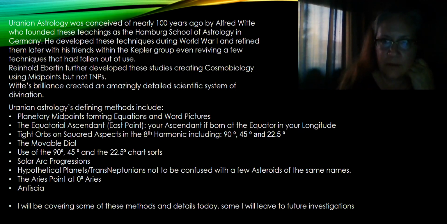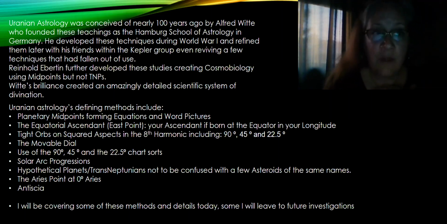Other things with that tight orb usage would be, we're using the hard aspects, the 8th harmonic, the 90 degrees, the 180, which I didn't list, the 45 degrees, and then 22.5 degrees as well. And we use the movable dial, which I don't have an illustration here, but I can explain it a little bit if anybody has questions about it. That or Google it. And using chart sorts for that 8th harmonic really can show you a lot as well.